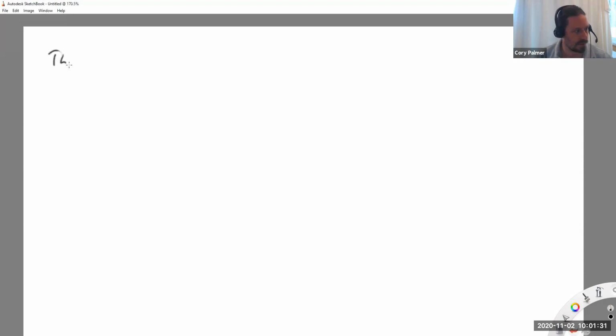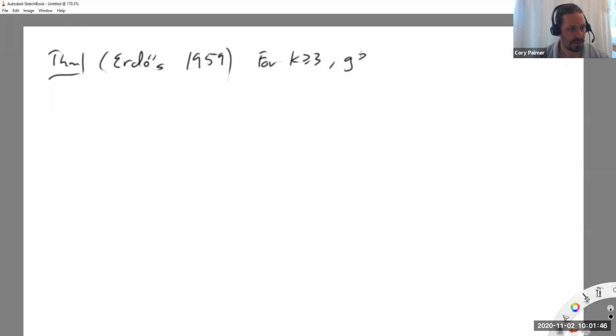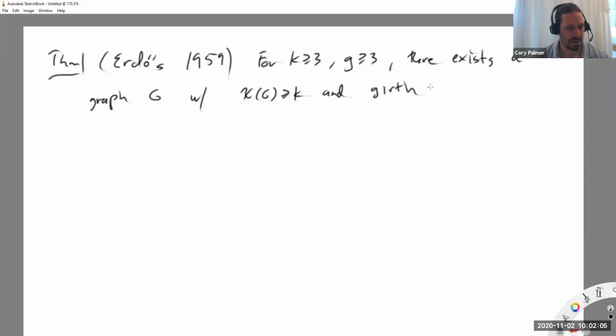So this is a theorem by Paul Erdős, about 1959. And it says that if we fix two parameters k and g, there exists a graph G such that G has chromatic number at least k and girth at least g.